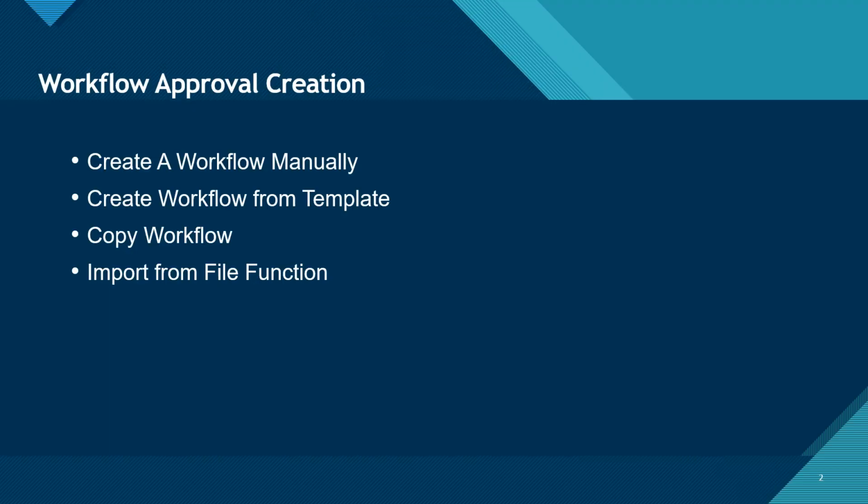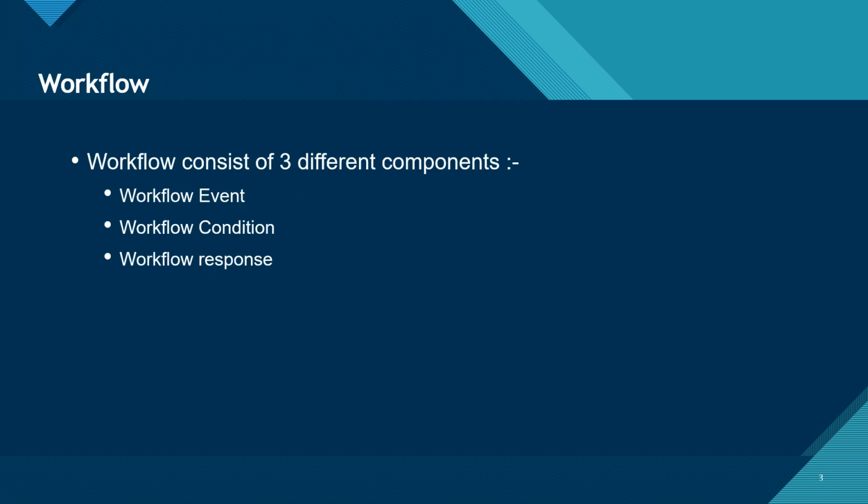So now understand what are the various methods where we can create the workflow approvals in Business Central. Overall, there are four methods through which we can create the workflow approvals. First is we can create the workflow manually. Second is we can create the workflow from the existing templates provided by Microsoft. Third is we can use the copy workflow function. And fourth is we can do the import from file function.